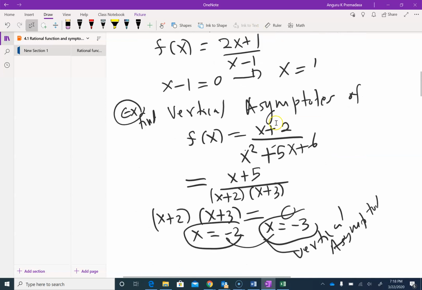For example, if you have a rational function like this, once again, we have a polynomial at the top and a polynomial at the bottom. What we do now is factor the polynomial at the bottom because we want to find out where it is 0. So we factor that and set it equal to 0, and then we get x equals negative 2 and x equals negative 3. So we have two vertical asymptotes.